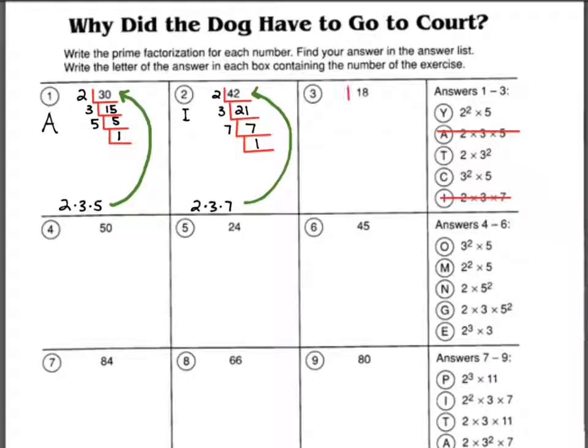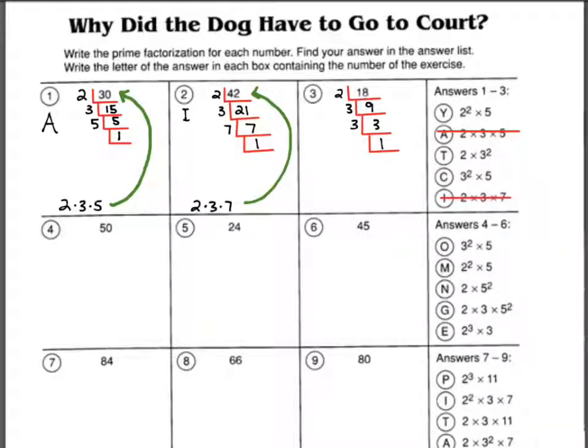For 18, let's go ahead and put our L, our long L, and ask ourselves, what's the smallest number besides 1 that goes into 18? That is 2. 2 goes into 18 9 times. What's the smallest number that goes into 9? 3. 3 goes into 9 3 times. What's the smallest number that goes into 3 besides 1? It is itself, which is 3. And that equals 1.